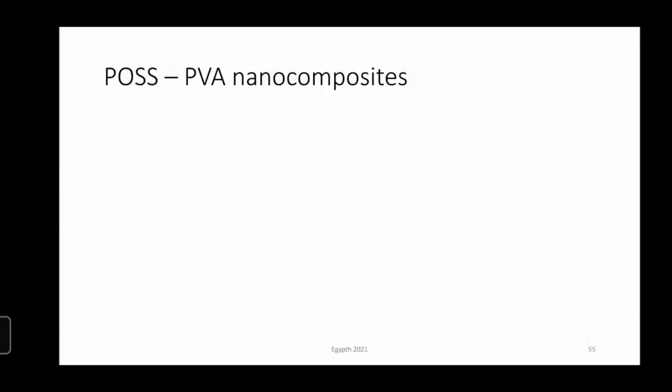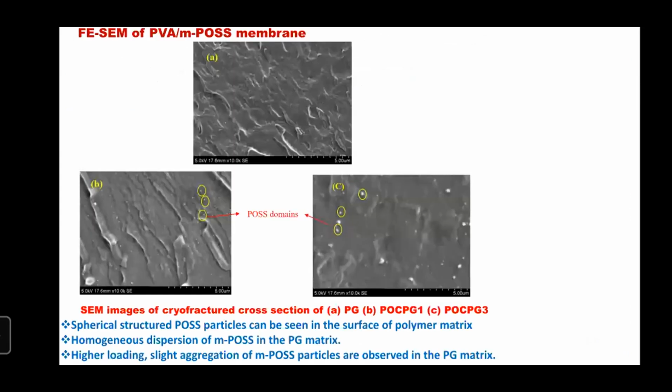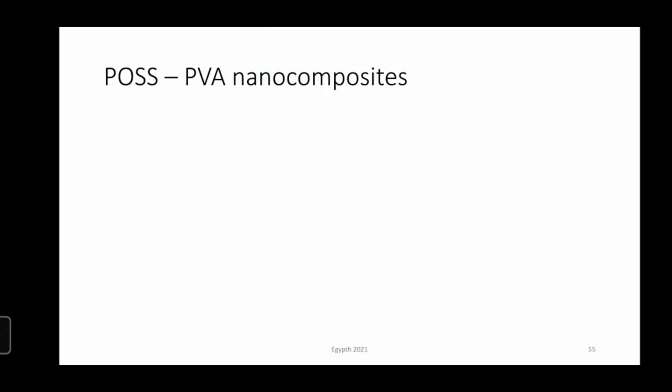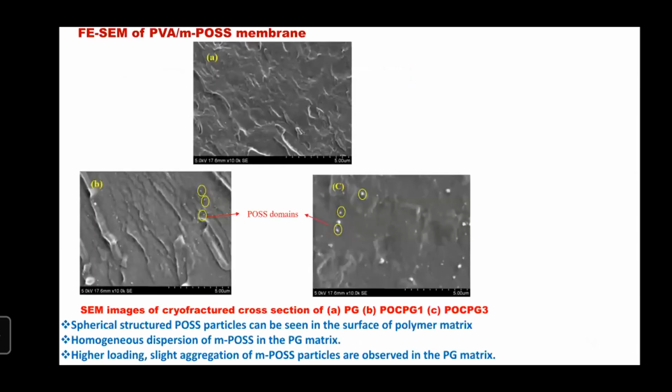Another interesting material is POSS, polyhedral oligomeric silsesquioxane nanocomposite, and the structure of POSS. We have already discussed the structure of POSS. Here we have the same image of the polyvinyl alcohol POSS membrane. Here the POSS domains are nicely seen from the SEM image, and so POSS is well distributed through the polyvinyl alcohol.